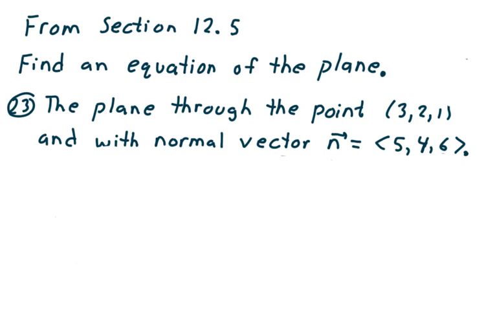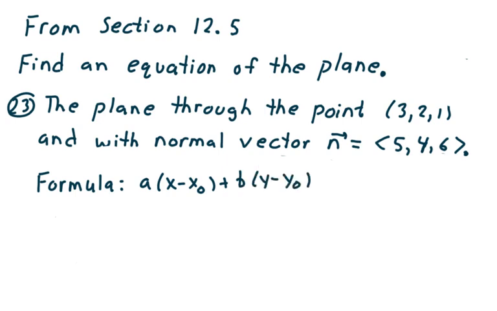We want the equation of the plane through the point (3, 2, 1), with normal vector n equal to (5, 4, 6). Now, here's the formula. The equation of the plane is given by a times (x minus x naught) plus b times (y minus y naught) plus c times (z minus z naught) equals 0.